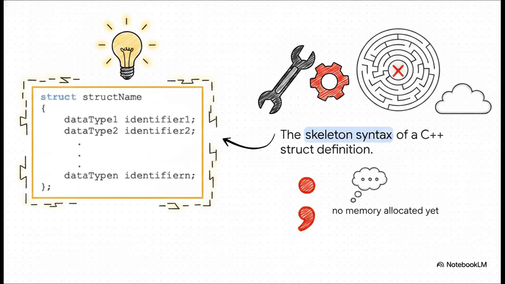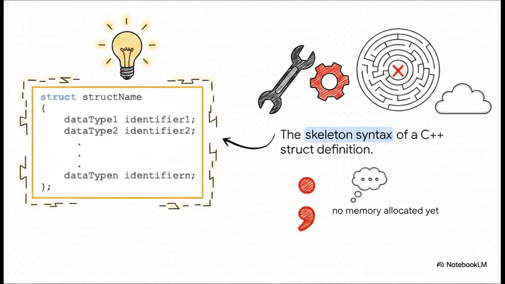Okay, let's dive into the syntax. Notice the raw skeleton definition here that outlines the members. You start with the keyword struct, followed by whatever name you want to give it. Inside those curly braces, you group the data types and their identifiers. But listen, here is a massive pitfall that so many beginners fall into. Crucially, this definition absolutely has to end with a semicolon.